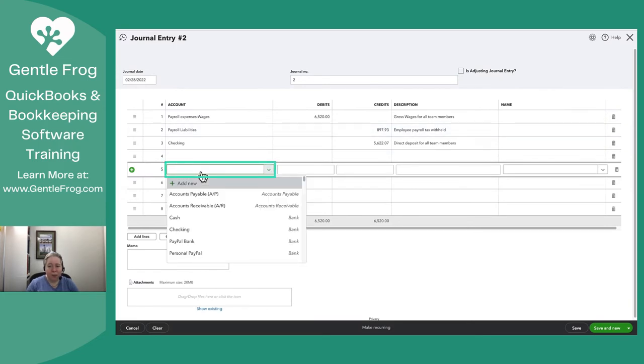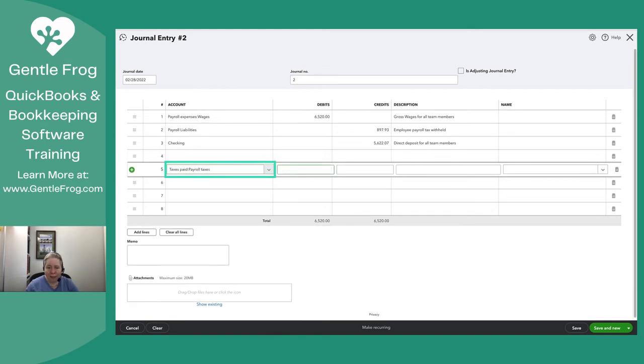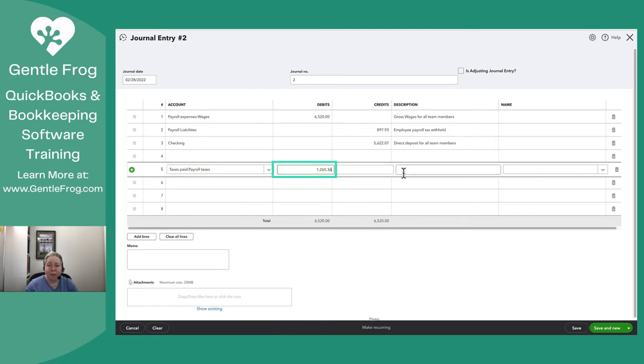So my employer tax is going to be payroll taxes. It is an expense. So when I click this drop down, it says subaccount of taxes. I know that my expenses go into the debit column. And so I'm going to say employer payroll tax.